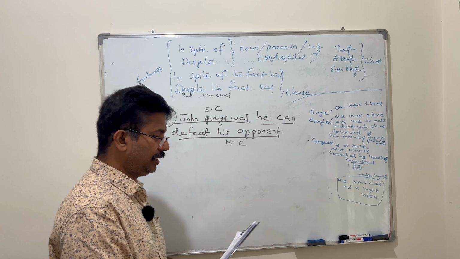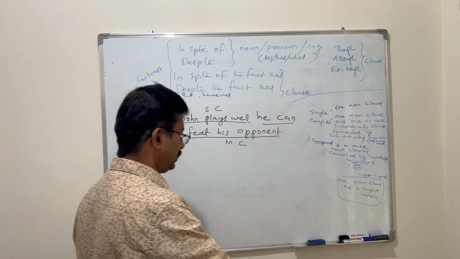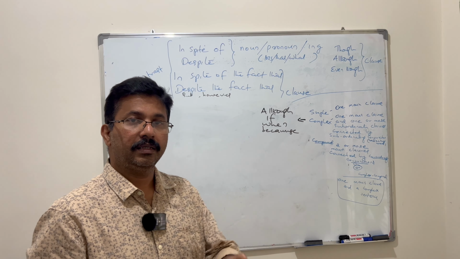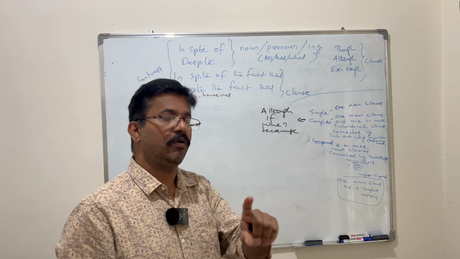Now I'm going to write example sentences for compound sentences. And my examples also show that if you are making sentences using although, if, when, because, and there is only one main clause in that, you are making a complex sentence. So although, if, when, because are subordinating conjunctions.